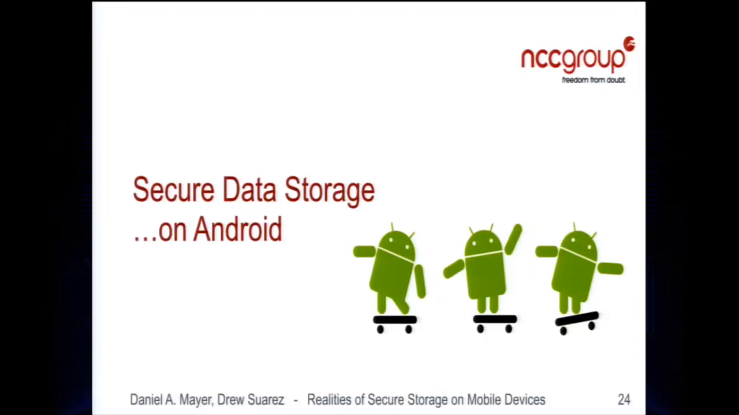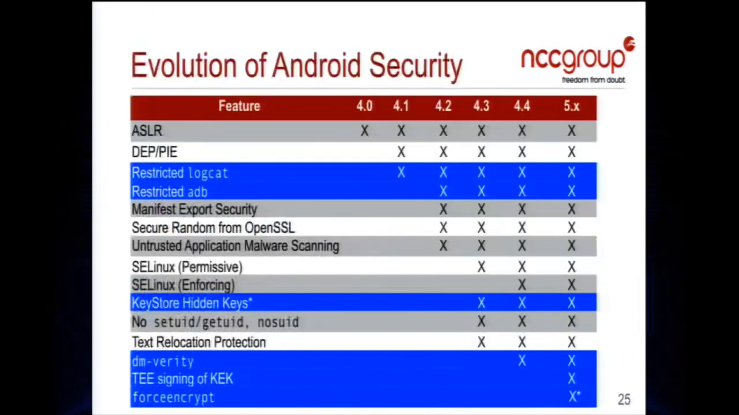All right, thanks. So let's look at how Android tackles some of these same problems that we just looked at on the iOS side. We put together the evolution of Android security. The different versions are listed, along with when these new security features were added. We've highlighted in blue the ones that pertain specifically to this talk, but left the other ones for general information. Let me talk quickly about a few of these. The Keystore hidden keys I've starred. We'll talk more in depth about that.